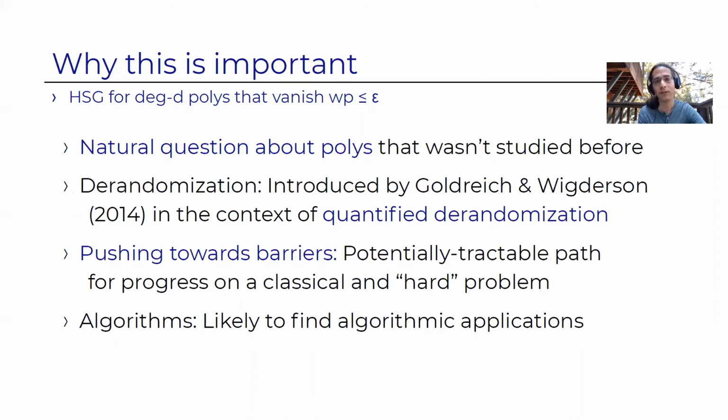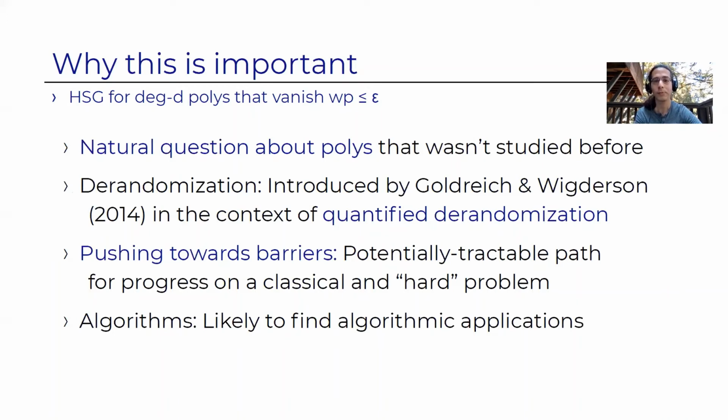And now, in randomization, this is part of a broad relaxation introduced a couple of years ago by Goldreich and Wigderson that is called quantified randomization. And this is essentially the special case of quantified randomization for polynomials. And thirdly, as you recall and as I noted before, this is a special case of a classical hard problem. We want to make progress on this hard problem.